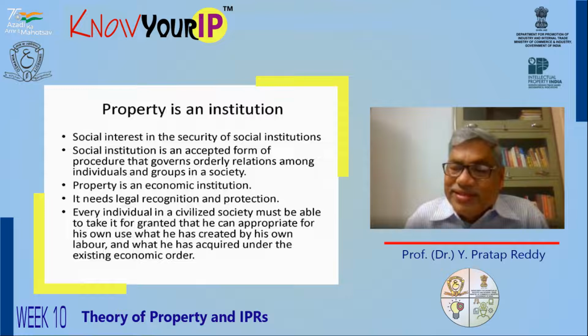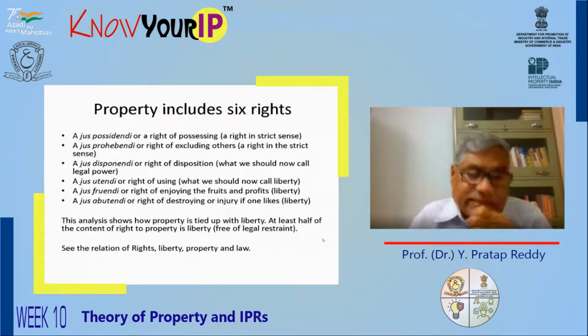Those who are in possession of wealth should do something for the society. What is that? We will further examine. Then Roscoe Pound further analyzed this property, stating that it includes 6 different rights. The same has also been covered in the concept of ownership. Ownership and property go hand in hand.